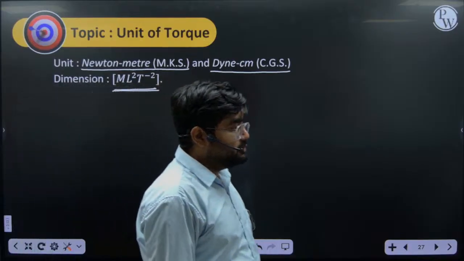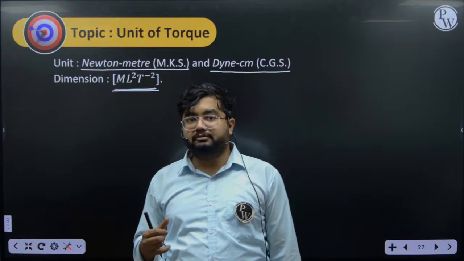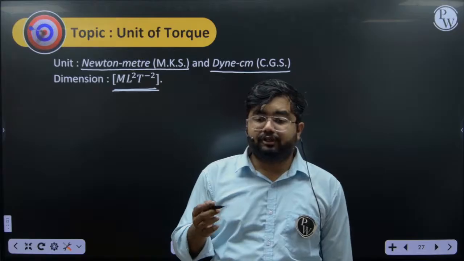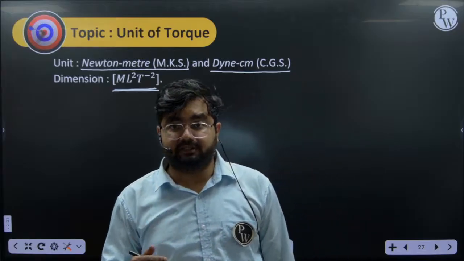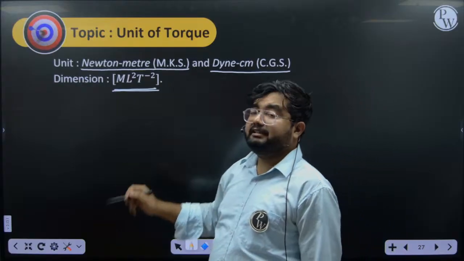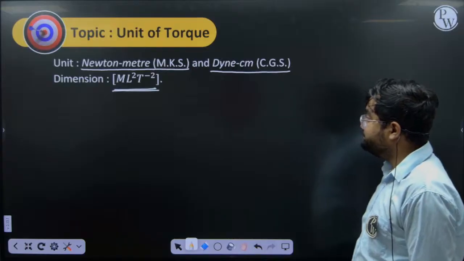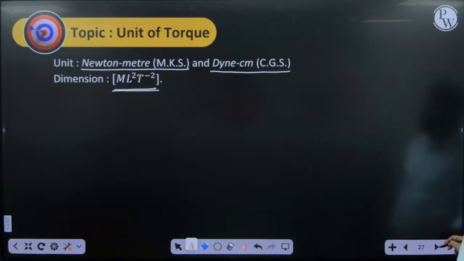Sometimes this question comes in units and measurement: which of the following options have the same dimensions? If you see here, this dimension is the same as energy. Energy also has the same dimensions. Probable question.